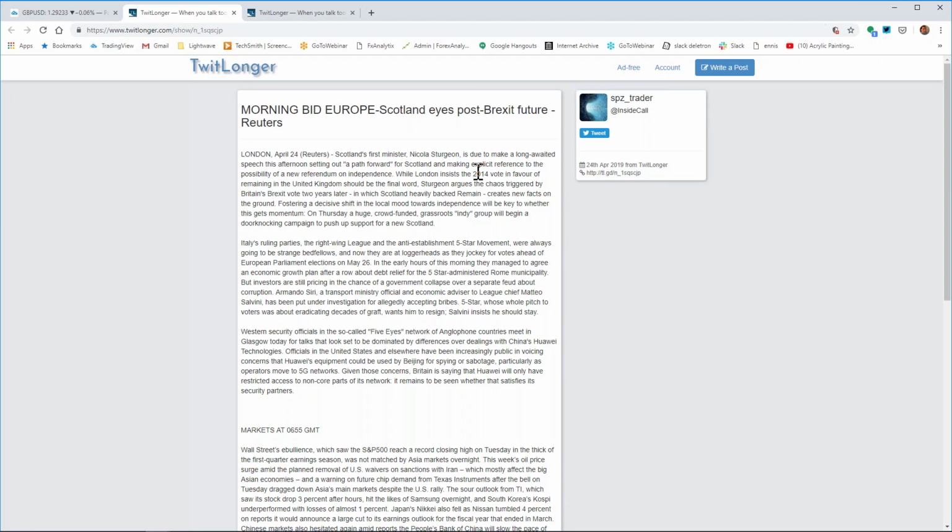Italy's ruling parties, the right-wing League and the anti-establishment Five-Star Movement, were always going to be strange bedfellows, and now they are at loggerheads as they jockey for votes ahead of the European Parliament elections on May 26. In the early hours of this morning, they managed to agree on an economic growth path after a row over debt relief for the Five-Star administered Rome municipality, but investors are still pricing in the chance of a government collapse over a separate feud about corruption. Armando Siri, a transport ministry official and chief economic advisor to League chief Matteo Salvini, has been put under investigation for allegedly accepting bribes.